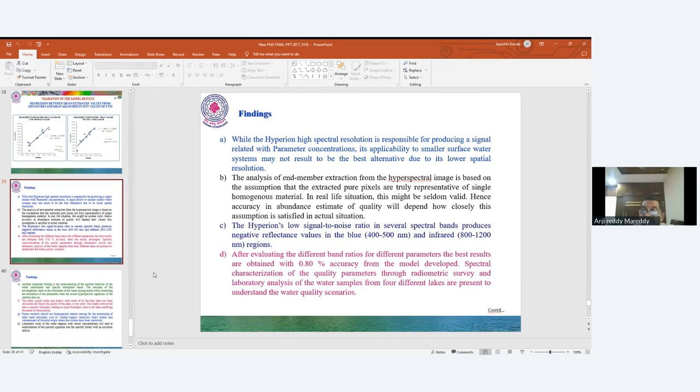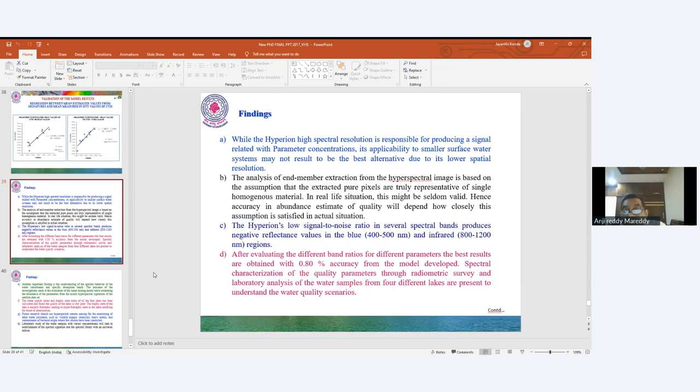You see, this is again, by experience only, you should always say whether your work is more authentic or not. And if you are able to identify the pure pixels with respect to the homogeneous material, the accuracy of the identification of that pixel ultimately indicates the quality or accuracy of your water quality. This is what it says. These are all very, very important points for any researcher.